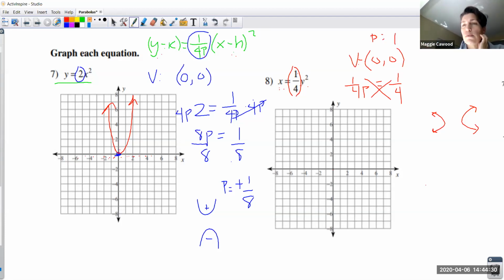Our latus rectum is going to be 4 units long because we're going to go twice p to the right and twice p in this case up and twice p down. So we end up going 4 times the length of p. All right, so let's try this.